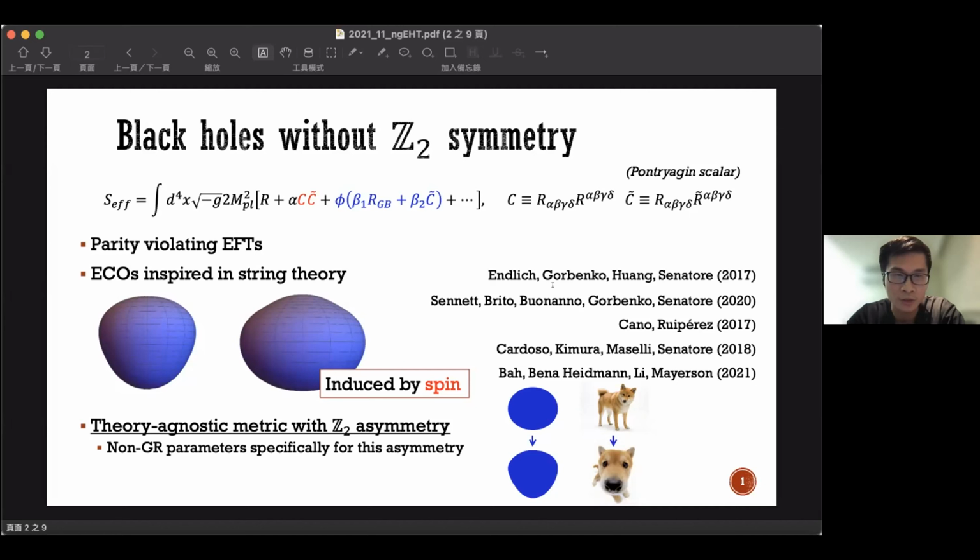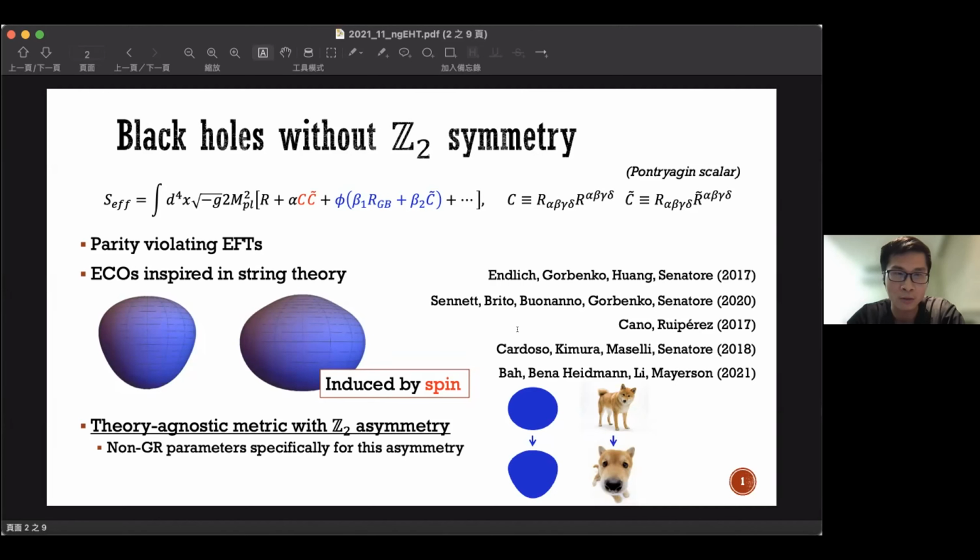The Z2 asymmetry would also appear in some exotic compact objects made by, for example, an ensemble of microstates, or, for example, fuzzball models inspired by string theory. And usually this kind of asymmetry is induced by the spin of the black hole. So in this work, what I'm going to talk about is the phenomenology of this Z2 asymmetry.